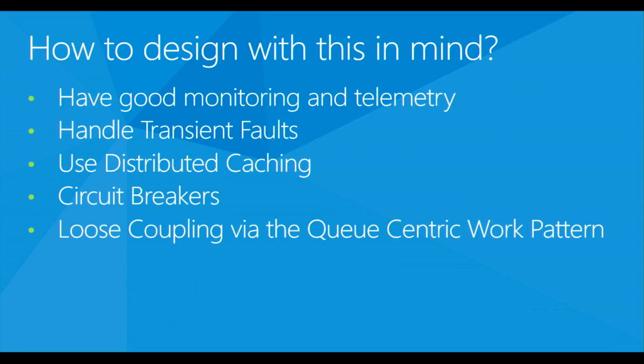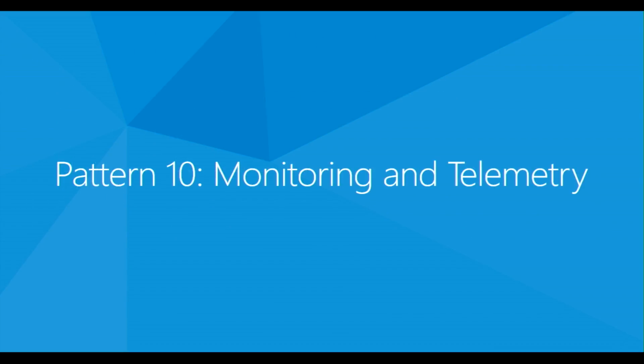And basically, there are going to be 5 that we're going to walk through today. First one is have really good monitoring and telemetry built into your system before things start breaking. The worst thing in the world is to know that something is breaking inside your app and you have absolutely no visibility into what it is. And so we're going to talk about how to do that. We're going to talk about handling transient faults. We're going to talk about using distributed caching. We're going to talk about a concept called circuit breakers, which is pretty cool. And then we'll talk about loose coupling using what's called the queue-centric work pattern. So step 1 here is monitoring and telemetry.